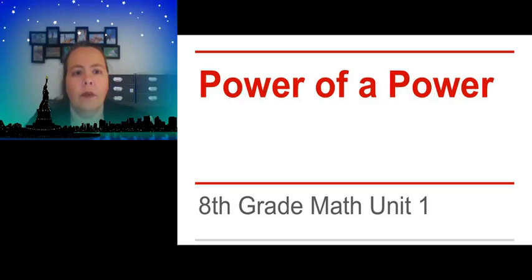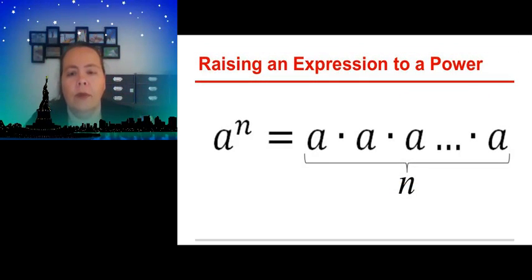Okay, today we're going to be talking about a rule called power of a power. What that really means is that we're going to be raising an expression to a power, not just a single variable, but an exponential expression. The first thing we need to think about, though, is that a to the n is equal to a multiplied n times. And we're going to use that when we raise an exponential expression to a power.